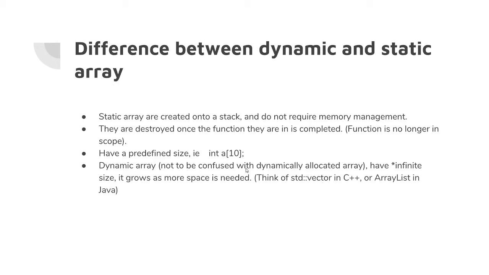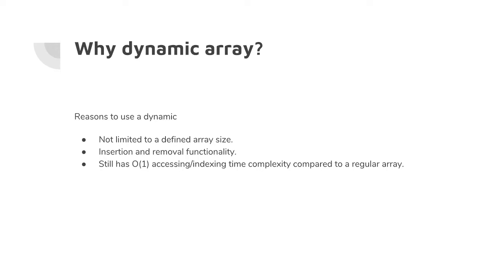And one more point I want to mention is dynamic array is not to be confused with a dynamically allocated array. What I mean by that is a dynamically allocated array is an array that you create by taking memory from the heap in order to create it and not using the memory on the stack. So that's different from a dynamic array, which is the array that grows as more space is needed. If you are still confused by that distinction between the two, you can do a Google search and you'll probably find a better explanation. Moving on.